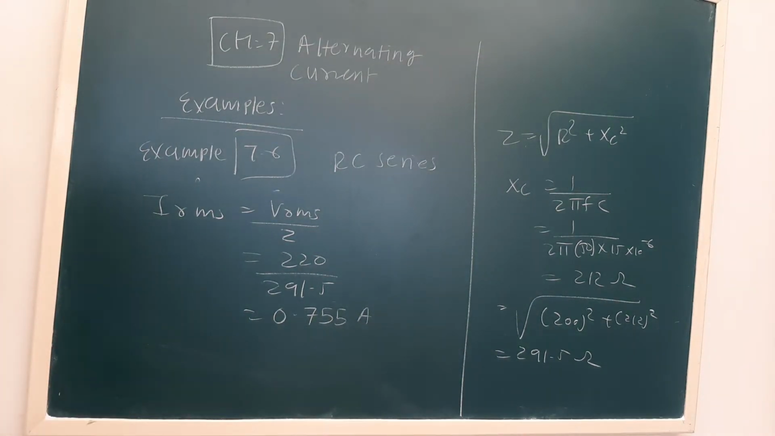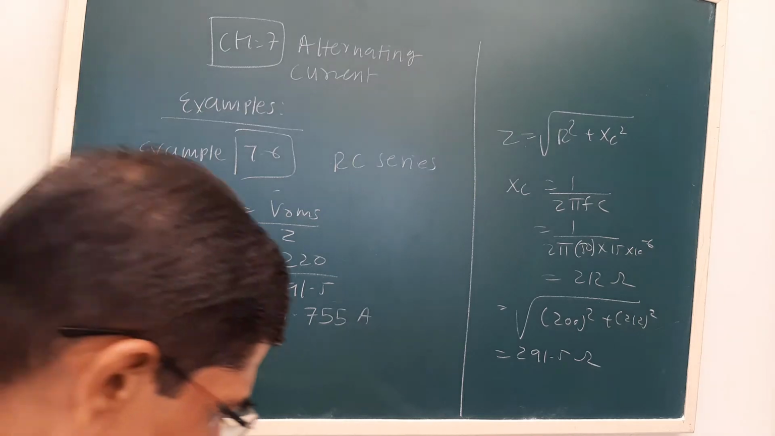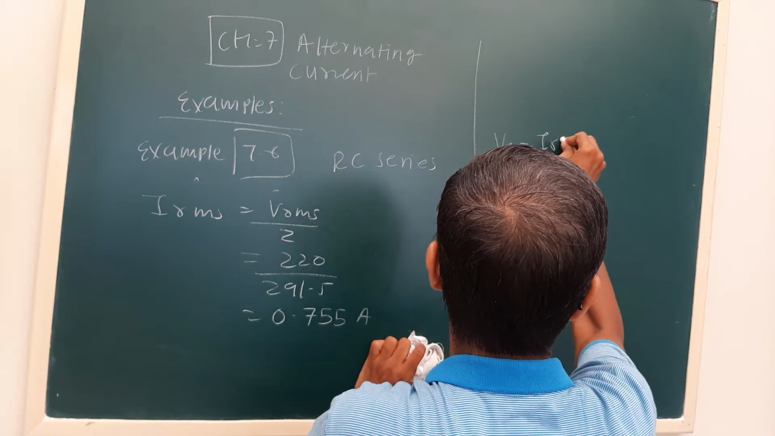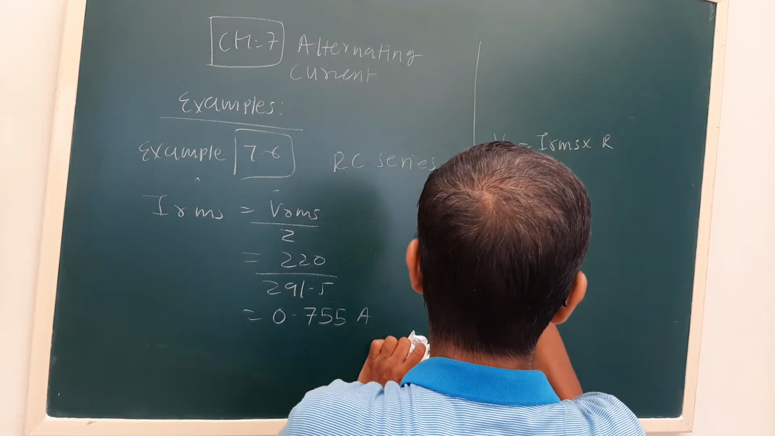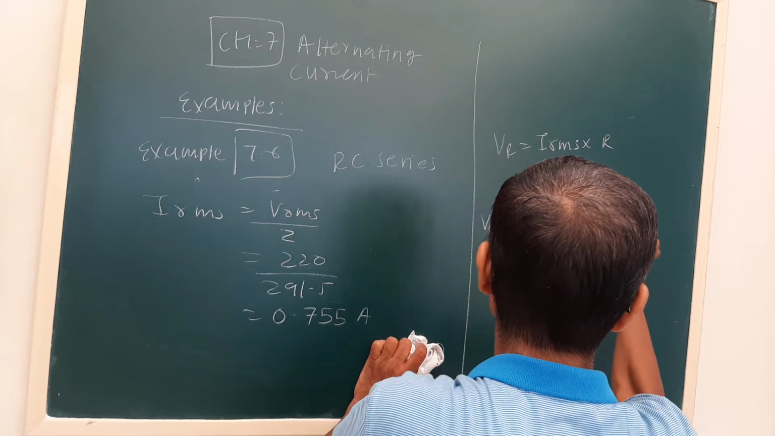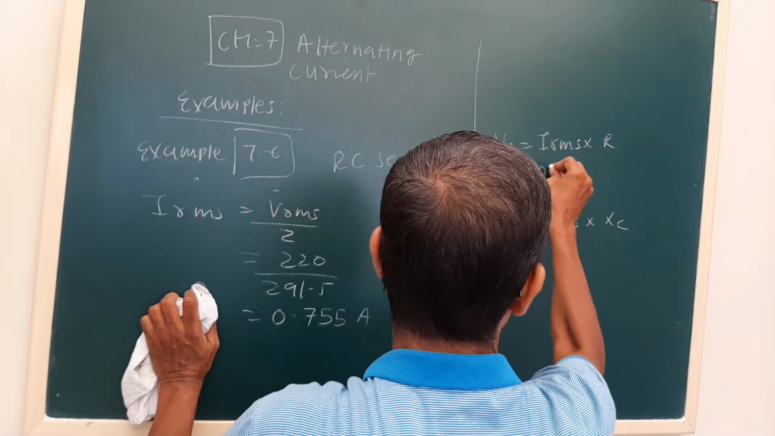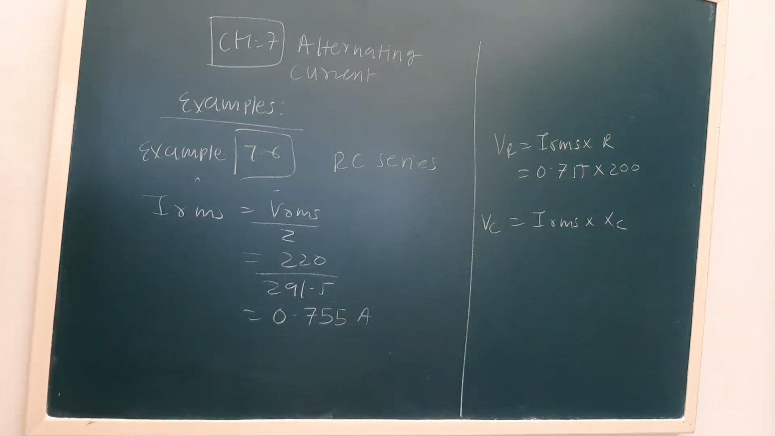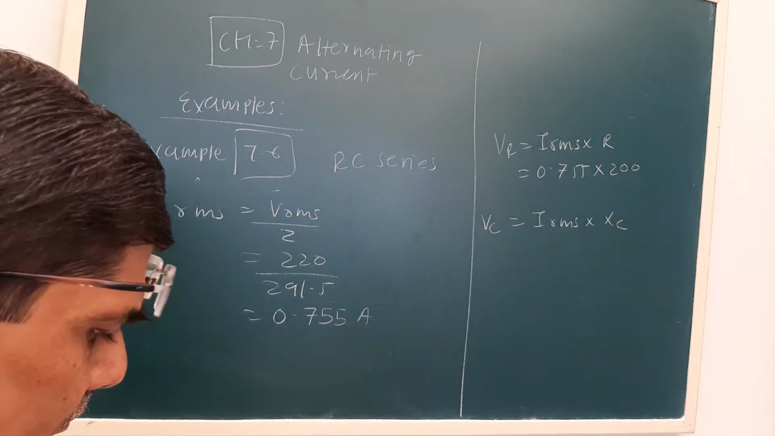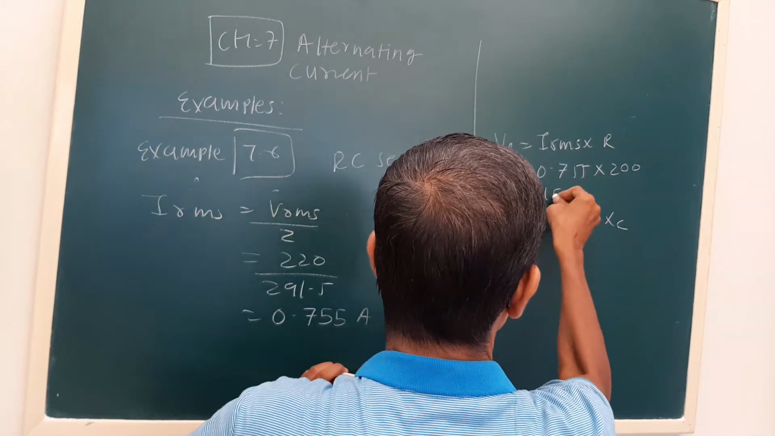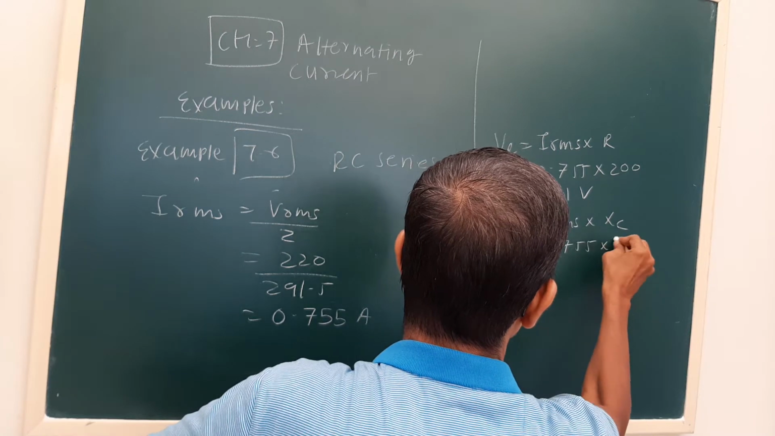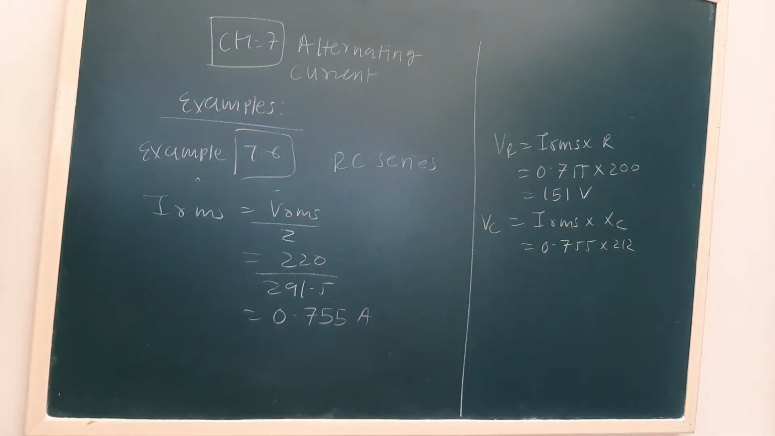See, there is a voltage across the capacitor and a voltage across the resistor. Now see, suppose we find out VR, that is IRMS into R. VC will be IRMS into capacitive reactance. IRMS is 0.75, that we can calculate as VR equal to 151 volt, and VC, okay, 212 volt.